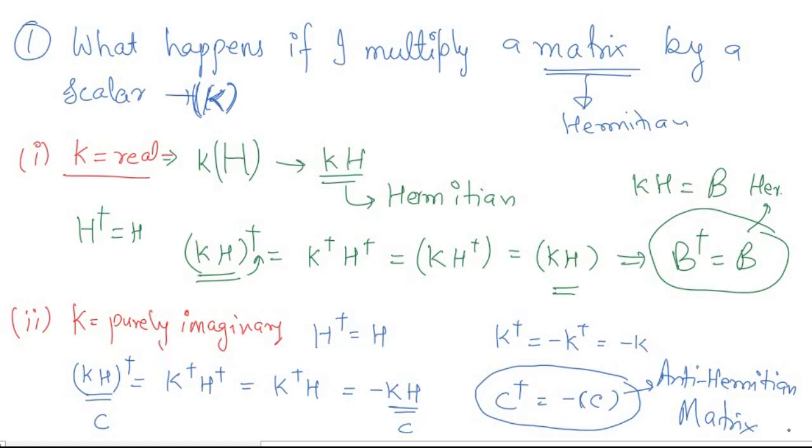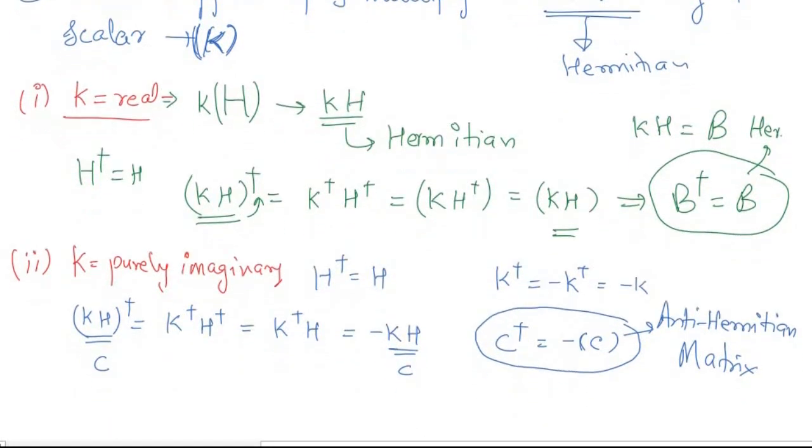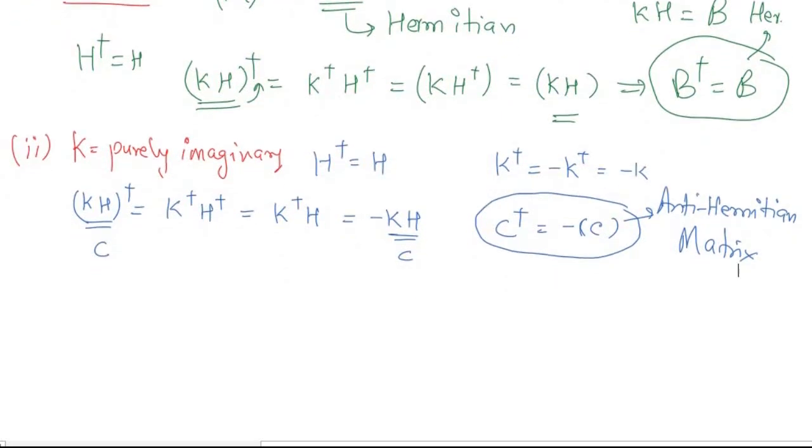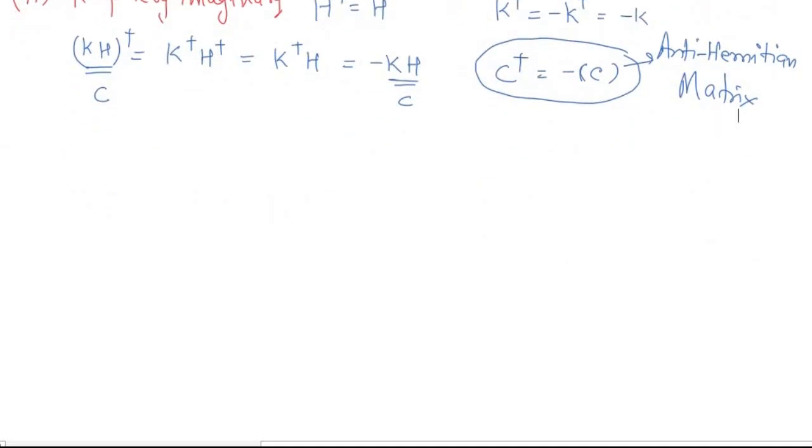So there is an important conclusion here. If you multiply a Hermitian matrix by a real number, it remains a Hermitian matrix. If you multiply a Hermitian matrix by a purely imaginary number, then the identity of the matrix is changed. The Hermitian matrix is changed to an anti-Hermitian matrix. This is a very important property when you study quantum mechanics, where the time evolution operator is given by e raised to the power iHt by h cut. So that H is a Hermitian matrix, and with minus i, that becomes anti-Hermitian.